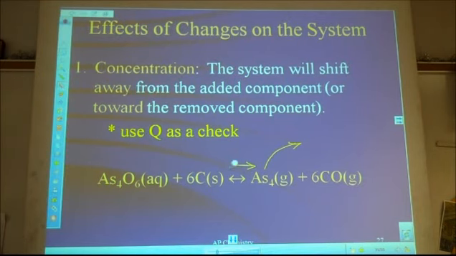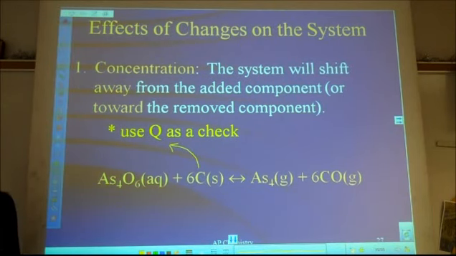Alright, let me just do one more just to make sure that you've got it. What if I remove one of my reactants here? Which way will it shift? It will not shift to the left. It will not shift to the right. Why? Ding, ding, ding, ding. Ta-da! Ho-ho! I got you.